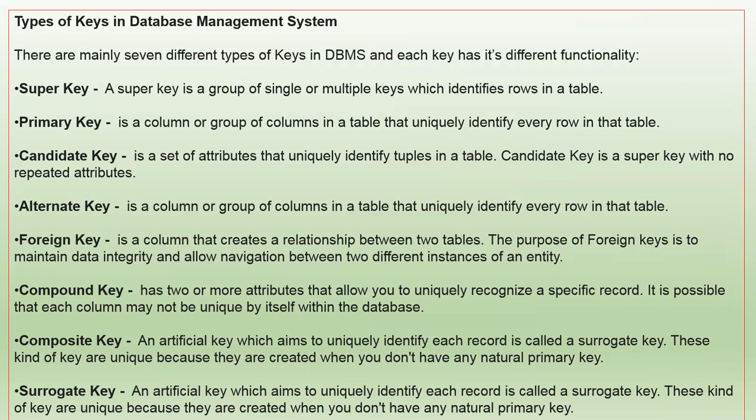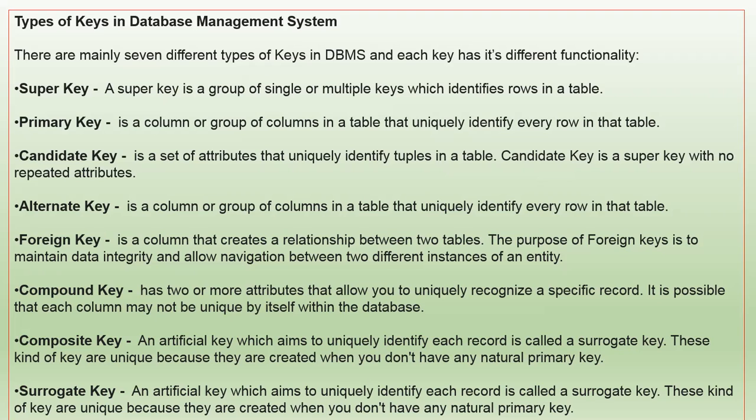Next key, primary key. A primary key is a column or group of columns in a table that uniquely identify every row in that table. Next key is candidate key. A candidate key is a set of attributes that uniquely identify tuples in a table. A candidate key is a super key with no repeated attributes.